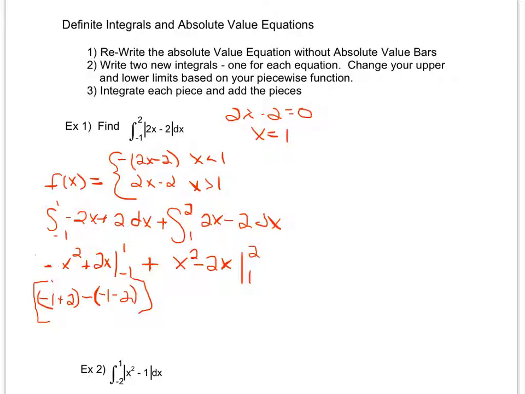I'm going to drop my plus sign down, and I'm going to do my second one. I'm going to plug 2 in and get 4 minus 4, minus my bottom one, which is going to give me 1 minus 2. So when I do all this, I'm going to get an answer of 5. And feel free to go through and work through it.